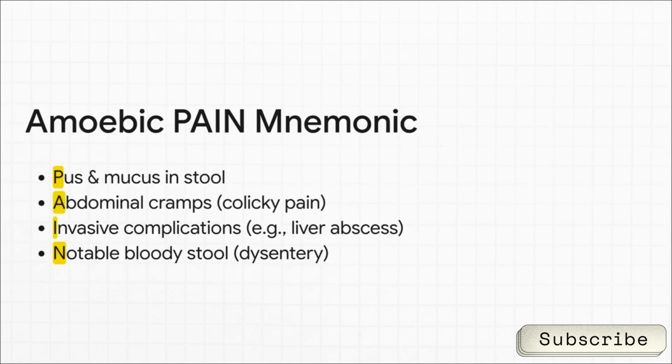For your exams, you need a quick way to remember the clinical features. Just think of the patient being in amoebic PAIN. P is for pus and mucus in the stool. A is for abdominal cramps, that classic colicky pain. I is for invasive complications, and this is a big one, because this parasite can get into the bloodstream, travel to the liver, and cause a life-threatening abscess. And finally, N is for notable bloody stool, the absolute hallmark of dysentery.